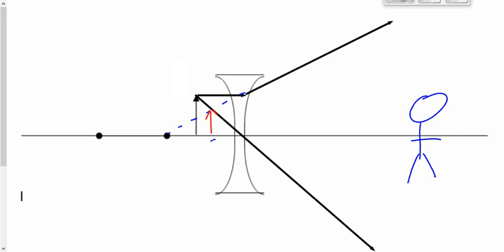Okay, we saw that with a fish the other day, right, where we can have an image somewhere other than where the object really is. We perceive it somewhere else. And it looks smaller. We don't see the actual size of the object. We see the smaller image. And we see it closer, we see it smaller, we see it upright, and we have to look in the lens to see it, virtual.